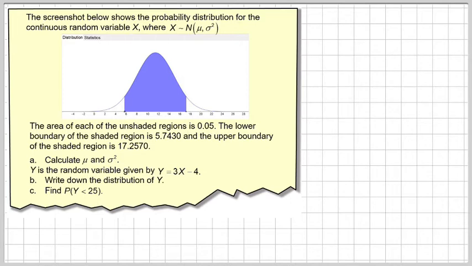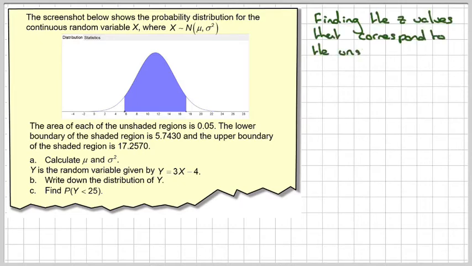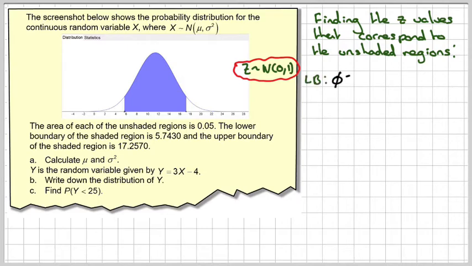Okay, so the second part of this involves what's a little bit known as coding. So, finding the z values that correspond to the unshaded regions. Remembering that z is the normal distribution where we have a mean of 0 and a standard deviation of 1. The lower bound would be the inverse of 0.05. And to do that on the calculator, you would need to do the following.